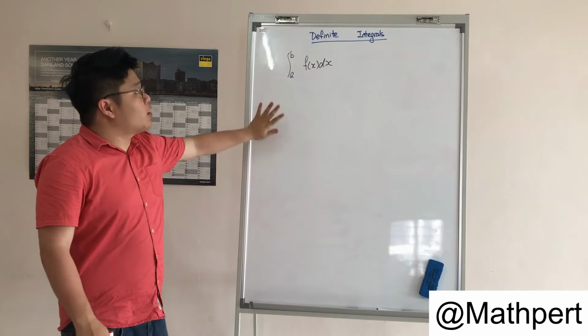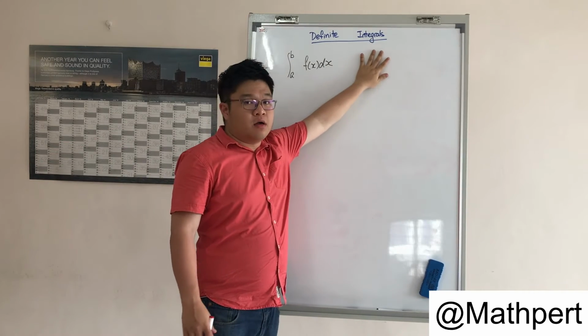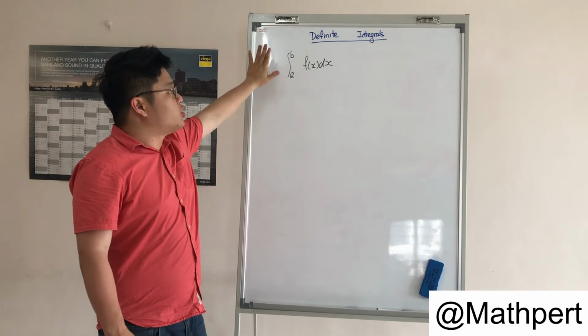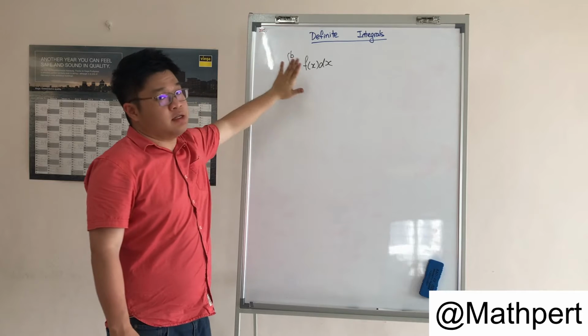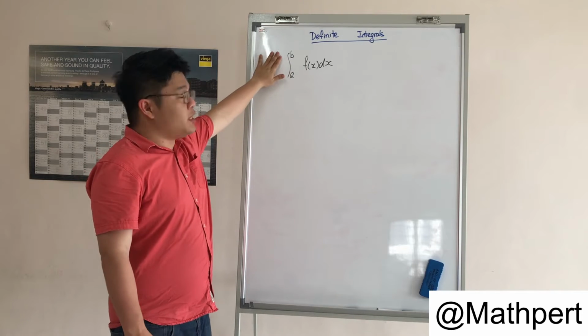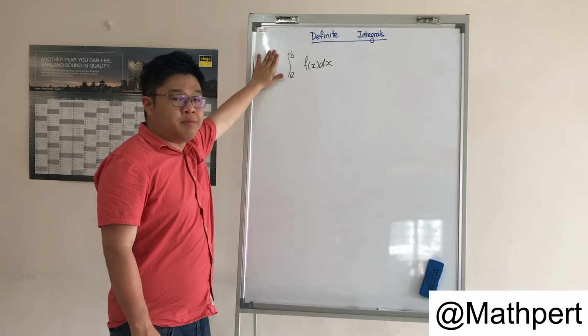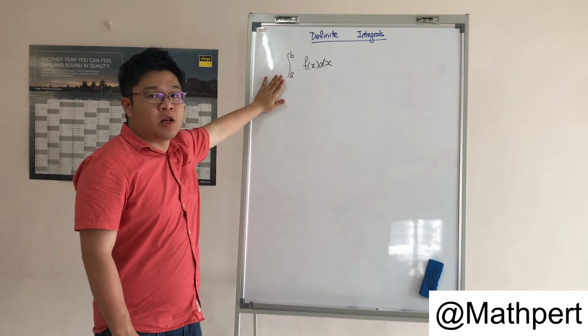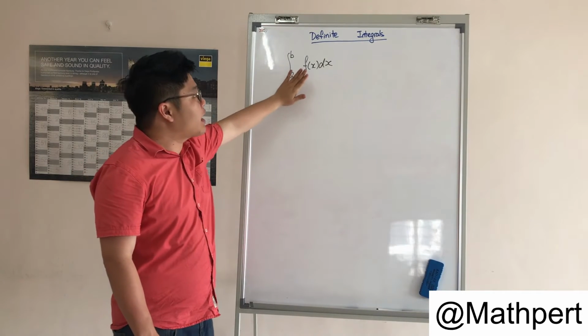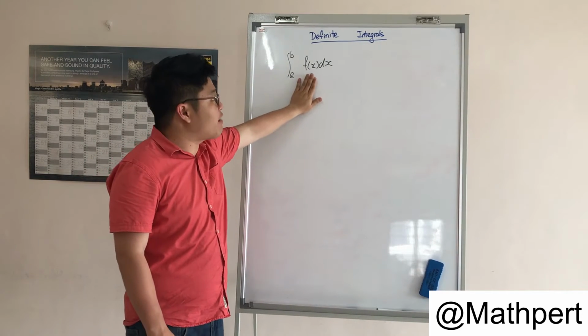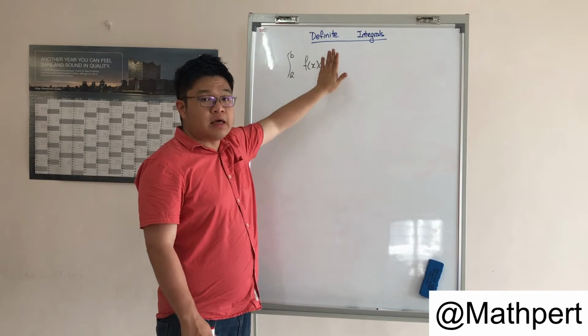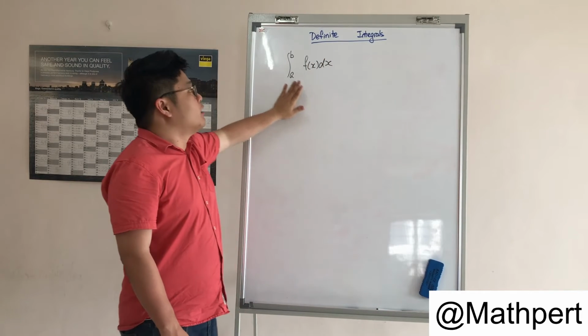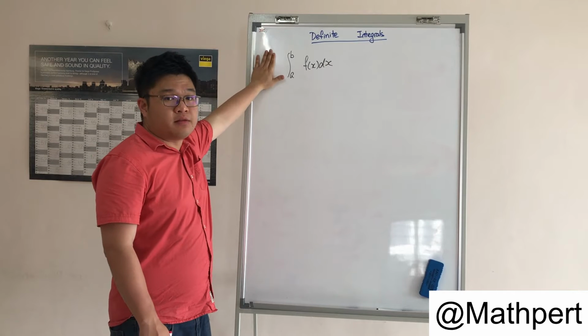Okay, now let's take a look at definite integral. This is the general format for definite integral. B, we call it the upper limit. A, we call it the lower limit. Then f(x) is a function, f(x) dx. Okay, so what does this mean?